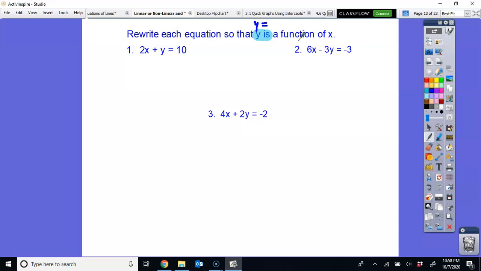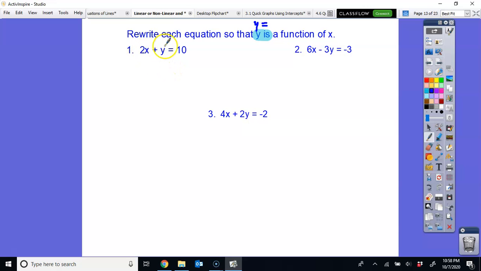So a function of x is some expression with x, some multiplication, addition, subtraction, division, whatever it is, something that we do to x to get the y value, something that we do to the input to get the output. And so what you do to do that is you take these equations and you isolate the y by itself.